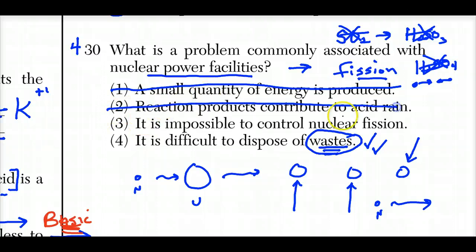So that's crossed off. And it's impossible to control nuclear fission. Well, if that's the case, every nuclear power facility would be essentially a bomb, and one that would just spew radiation because it would have meltdowns all over the place. Yes, we can control it. Okay, so it's controlled fission. So of course 30 is choice 4.